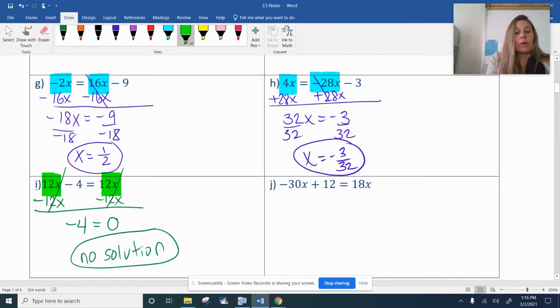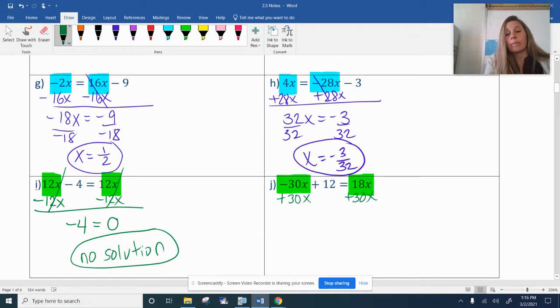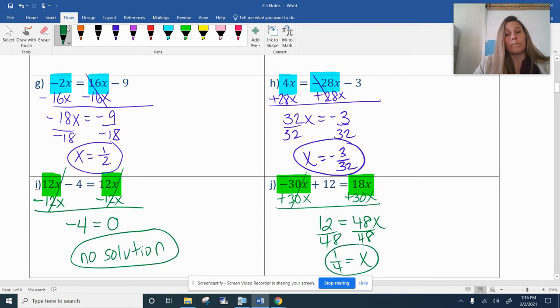So let's try this for letter J. So again, I have an x term on both sides of the equation, but the left side is where my constant is, so I'm going to move my x term to the right. So now I have just the 12 on the left, and then I have 48x on the right, dividing by my 48, and that simplifies to a fractional answer of 1/4.